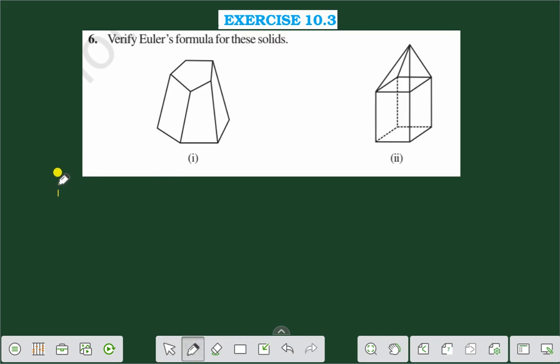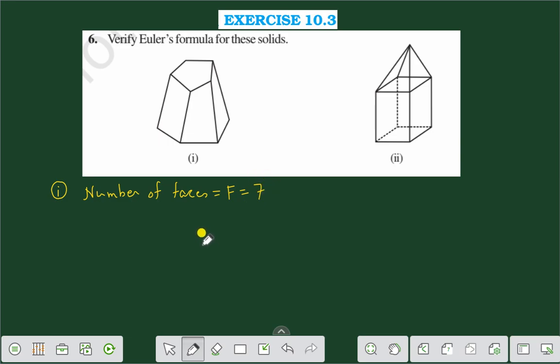Here in number 1, we will find the number of faces. Number of faces is F. Here you see, 1, 2, 3 and 4, 5, 6, 7. Number of faces is 7.